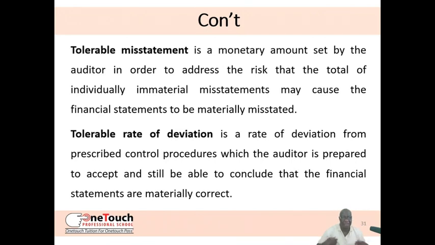Tolerable misstatements. Yes, there are some misstatements that are tolerable. Tolerable misstatement is a monetary amount set by the auditor in order to address the risk that the total of individually immaterial misstatements may cause the financial statements to be materially misstated. So tolerable misstatements are misstatements that are allowed. Then tolerable rate of deviation is a rate of deviation from prescribed control procedures which the auditor is prepared to accept. It can be 5% and still be able to conclude. So 5% of debtors, 5% of net assets, and so forth.